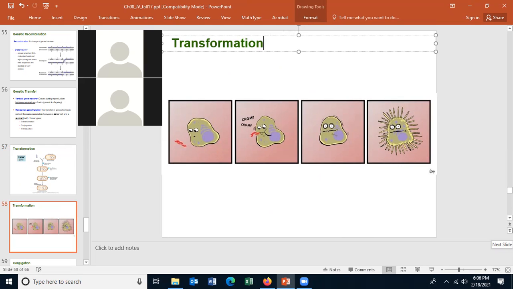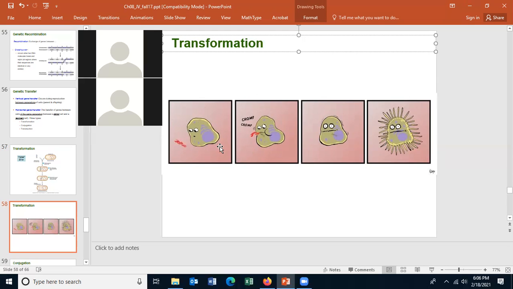And this does happen in bacteria. I wouldn't say all the time, but it does happen in bacteria. And let's say that the gene that it takes up encodes for antibiotic resistance in a cell that is sensitive to that antibiotic. This cell will now be antibiotic resistant.